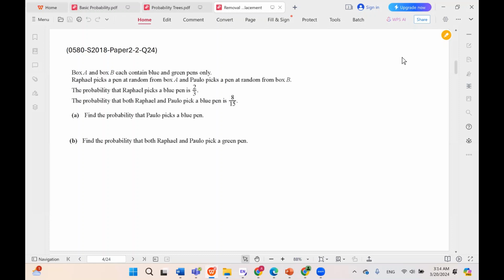In this question, we are told box A and box B each contain blue and green pens only. Rafael picks a pen at random from box A. Paulo picks a pen at random from box B. The probability that Rafael picks a blue pen is 2/3. The probability that both Rafael and Paulo pick a blue pen is 8/15. Find the probability that Paulo picks a blue pen. Find the probability that both Rafael and Paulo pick a green pen. So we have two events here, and we can draw a tree to represent them.